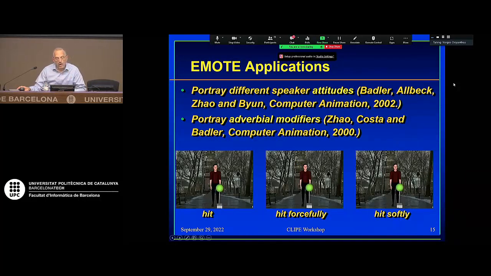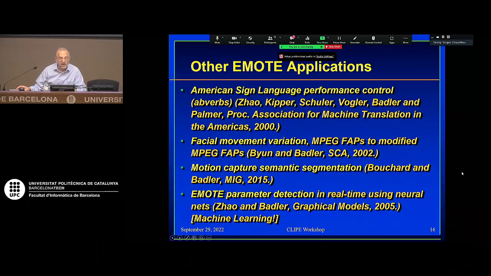So we used this for a lot of different applications, and it was a very powerful system. So we could portray different speaker attitudes by twiddling the LMA knobs. We could use it to portray adverbs like hit with different degrees of force. There's no physics in that simulation. We used it to portray American Sign Language. Sign languages are very interesting because they're languages, but they're all movement and there's no sound. So there are signs for things, like nouns, but verbs come out to be motions, and changes in motions are adverbs. So we were able to do the adverbial changes with Emote.